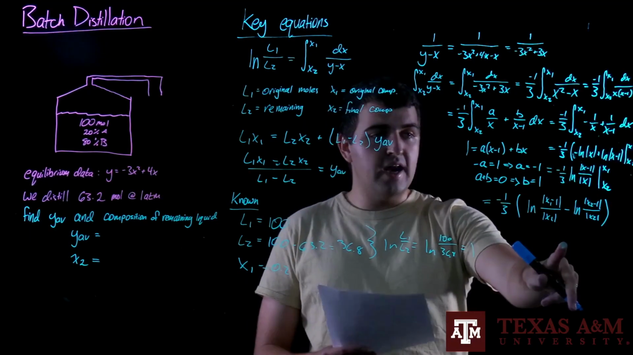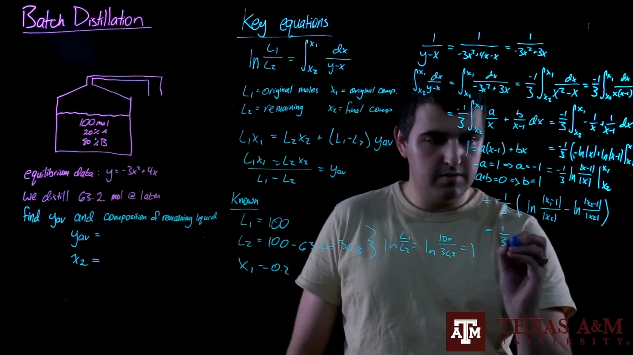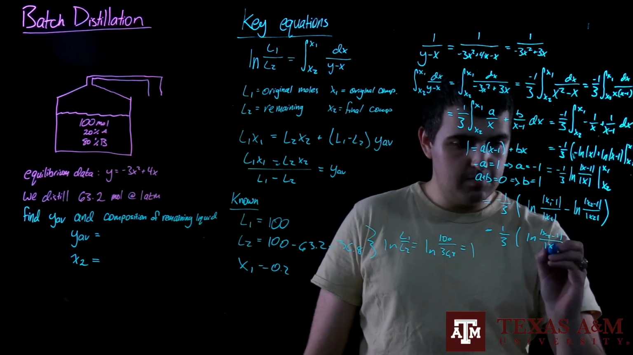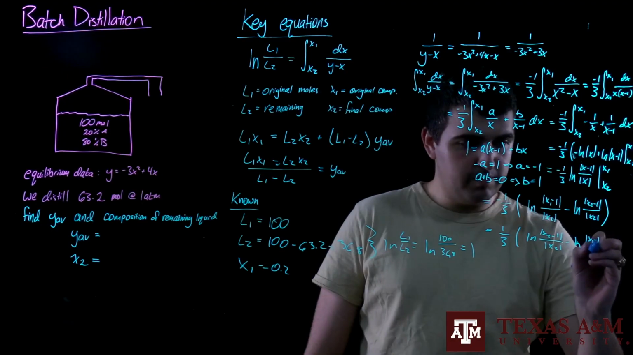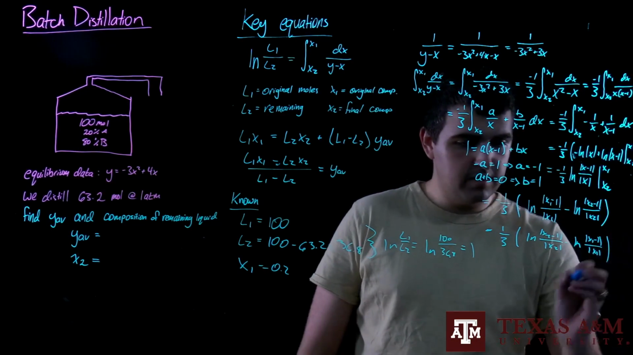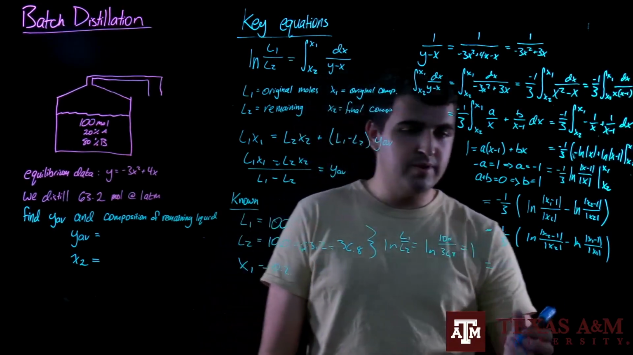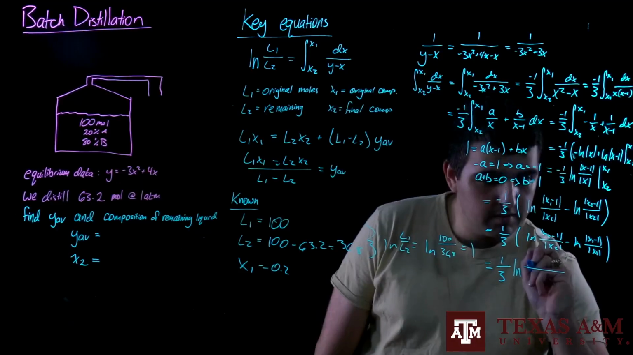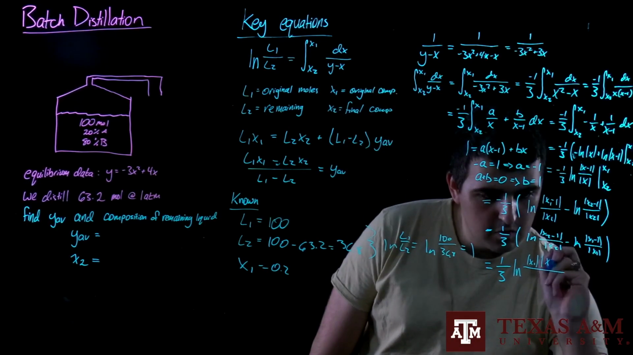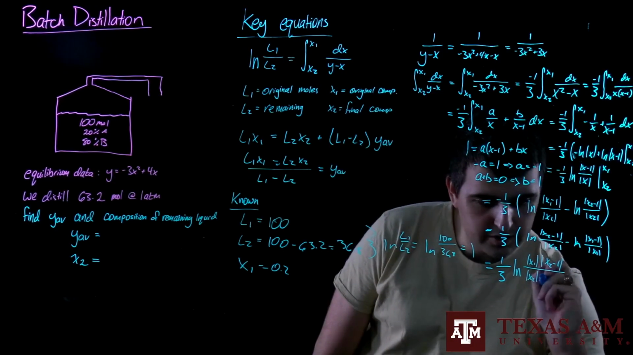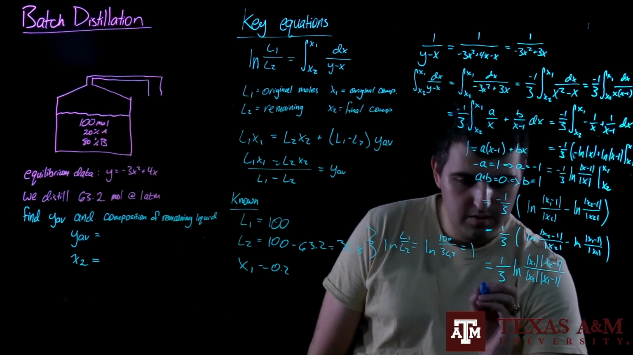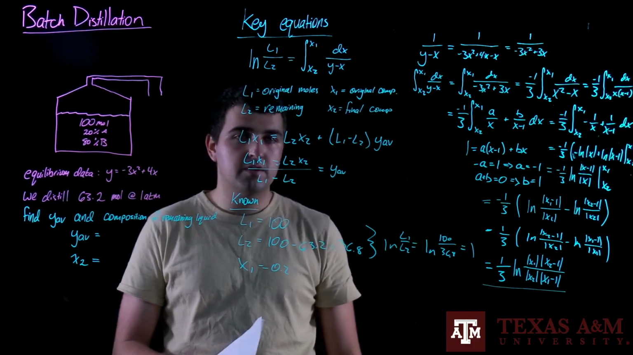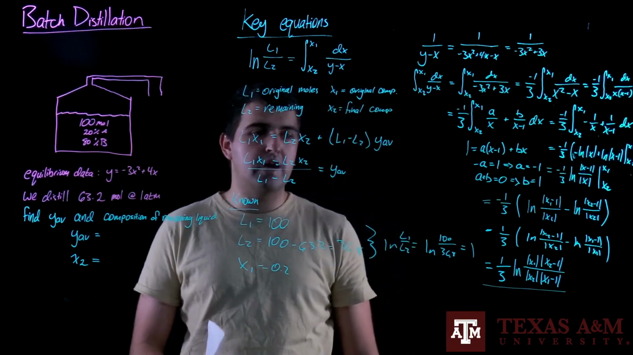We can bring this minus sign inside and get 1/3 of ln x2 minus 1 over x2 minus ln x1 minus 1 over absolute value of x1. Finally, we can use our log rules one last time to combine this into 1/3 times the natural log of x1, x2 minus 1, x2, x1 minus 1. So now that we have that equation, we can use it with our known values to solve for x2.